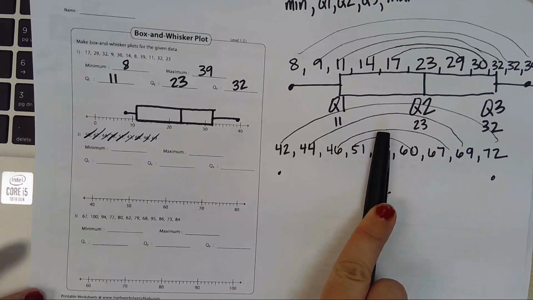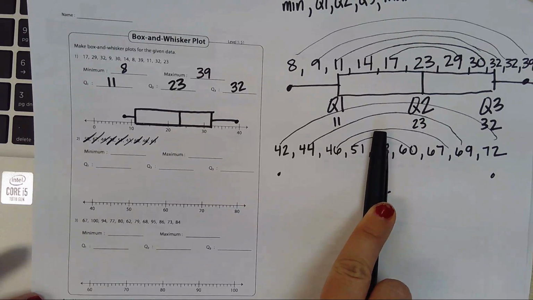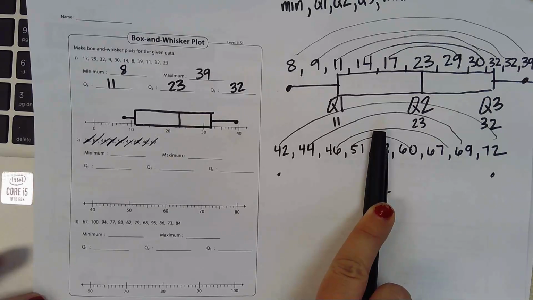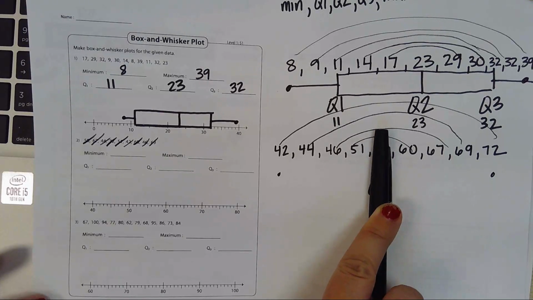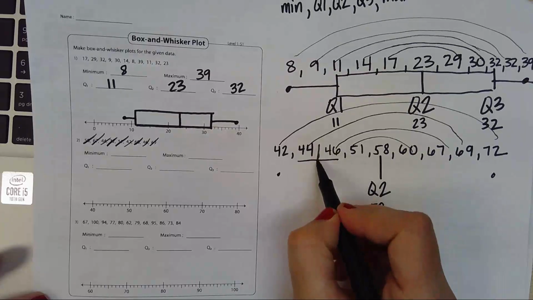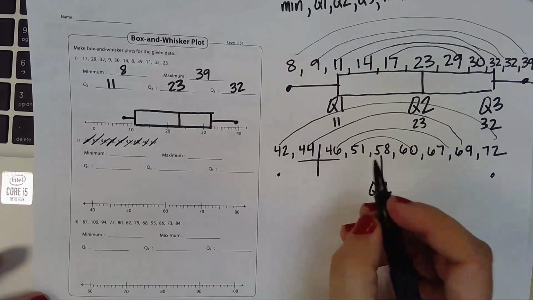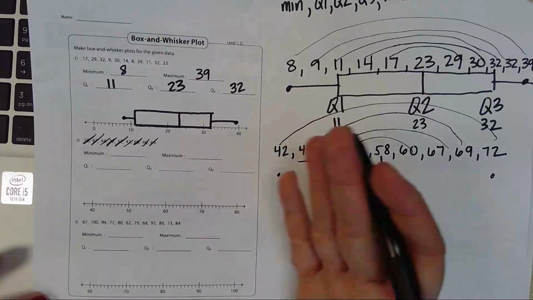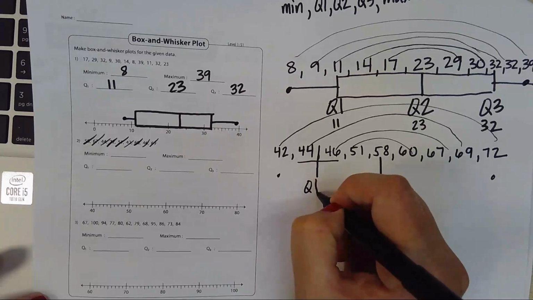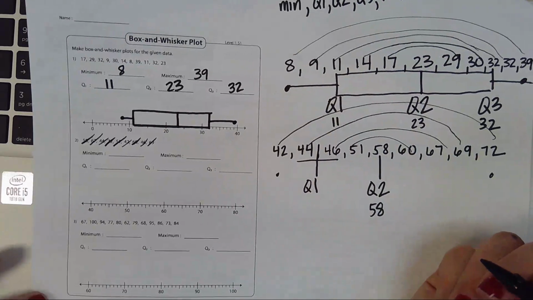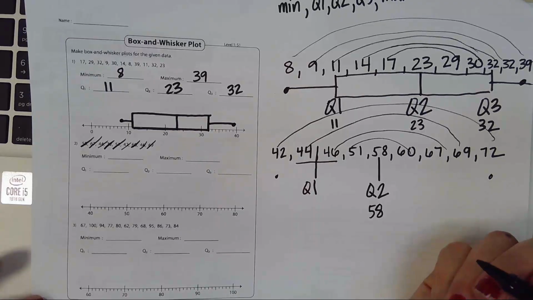Then we find out the lower half is an even amount of numbers. So when there's an even amount of numbers, there's 4 numbers on the left and 4 numbers on the right. We're going to have to add 2 numbers and then divide them by 2. 44 plus 46 is where we need to find our median. So 44 plus 46 divided by 2. 45.